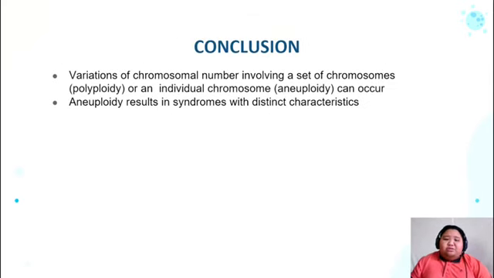So for the conclusion, variation of chromosomal number involving a set of chromosomes, polyploid, or an individual chromosome, aneuploid, can occur. Aneuploid results in syndromes with distinct characteristics.